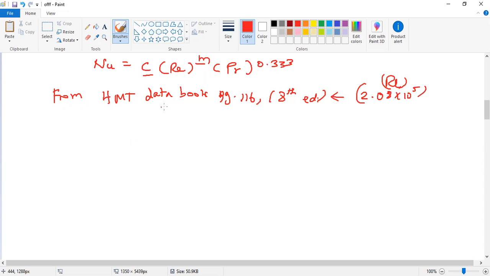Okay. We get the C value from the data book. C is 0.0266, and the M value should be 0.805. Okay. So substitute the C and M values in the Nusselt number. We find out the Nusselt number, that is 451.3. Okay. So based on this Nusselt number, we get the heat transfer coefficient.